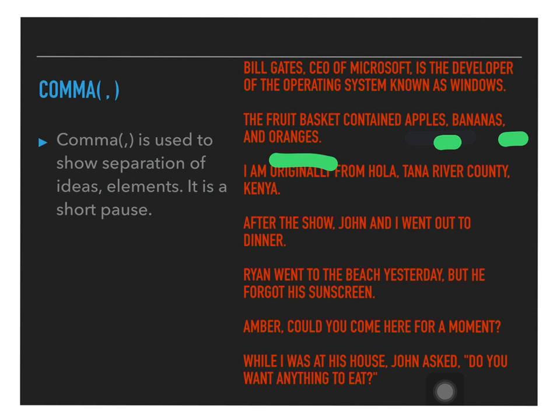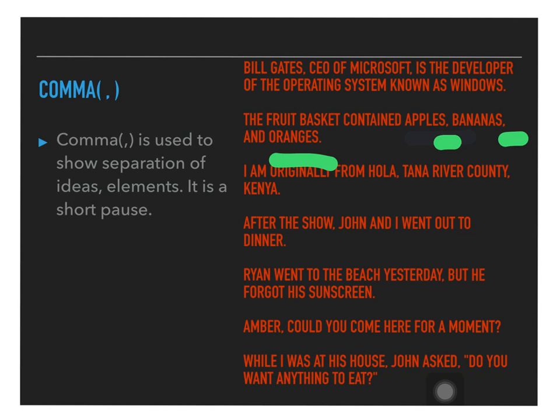Now, Hola is a place which is in Kenya, and Tana River County is also a place which is in Kenya. So I am using commas there. Once again, I repeat, it is used to separate a larger geographical area from a smaller one located within it. Let's go to another example. After the show, John and I went out to dinner.